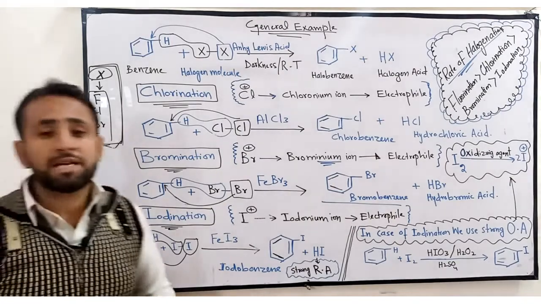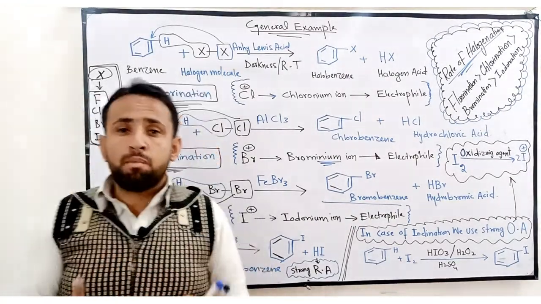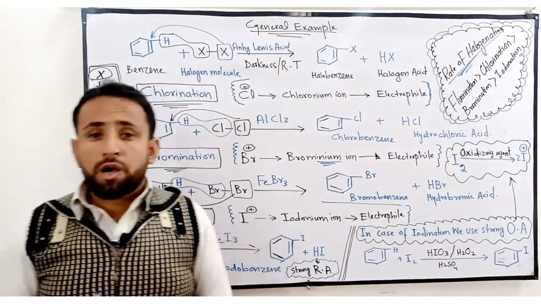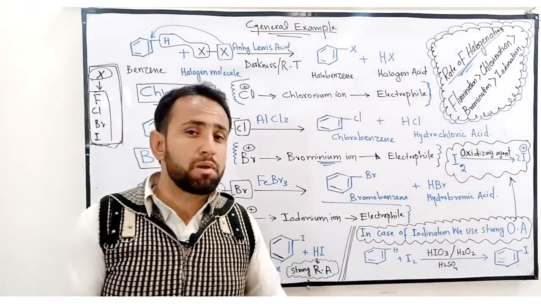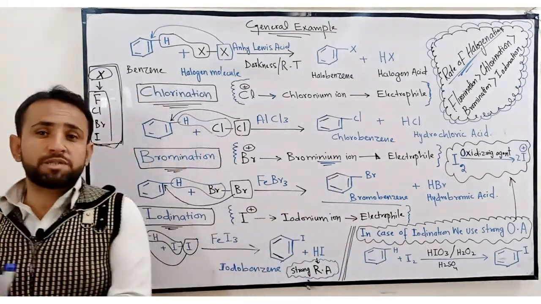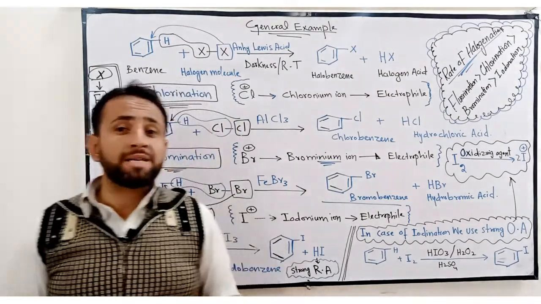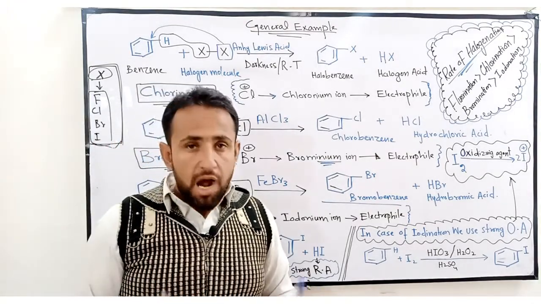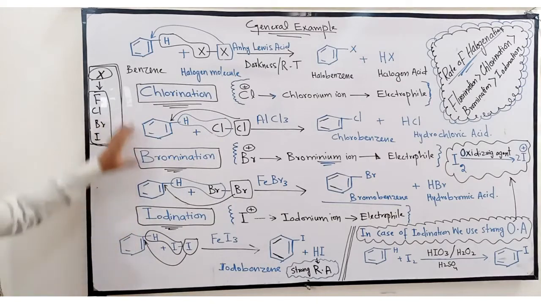In case of halogenation, we mainly study just chlorination and bromination, because the process of fluorination is very fast and explosive. On the other hand, the process of iodination is very slow, which requires much time for the completion of the reaction. Understand, everyone? Now I will explain the mechanism of chlorination.